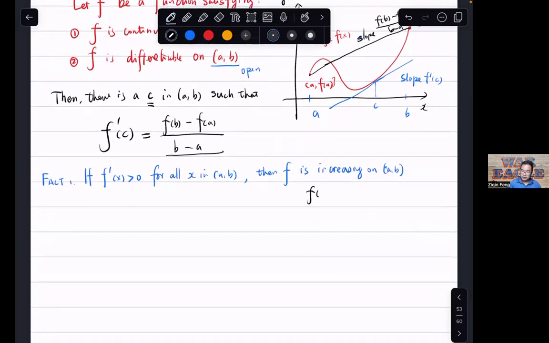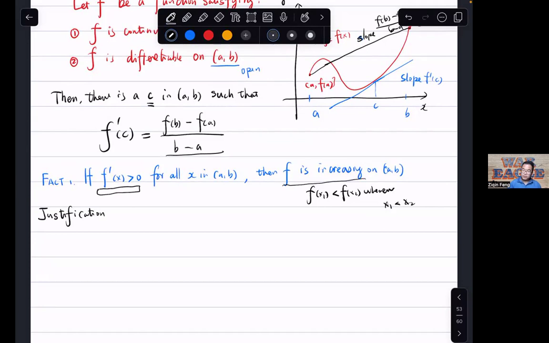Increasing means f of x1 is less than f of x2 whenever x1 is less than x2, right? The function value is getting bigger and bigger. If x1 is less than x2, both in (a, b), then f of x1 has to be less than f of x2, right? Let's see a justification using the mean value theorem. This is the result we are interested in: the algebraic property of the derivative gives you the geometric property of the function. The function is getting larger and larger. The curve is going up, right?